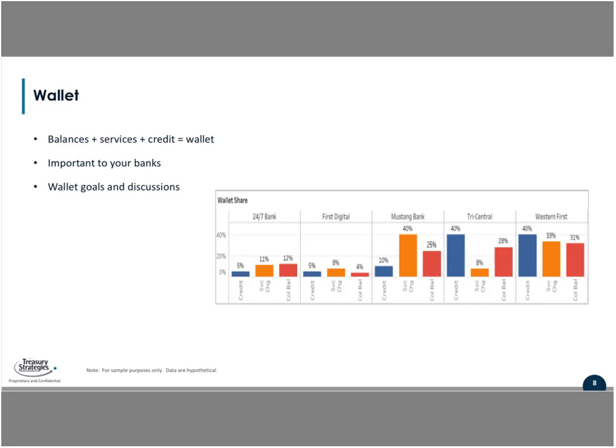If we look at Mustang Bank in the middle, we see that even though it only has a 10% share of the credit wallet, it has 40% of the services. Now, many of our clients might ask, well, do we really want to have 40% of our services at a bank that is only providing 10% of our credit? And obviously, that's a basis for a very productive conversation between you and your bank. 25% of the balances are also at Mustang Bank. So without extending much of its balance sheet, Mustang Bank is getting an outsized share of your service charges and your balances.